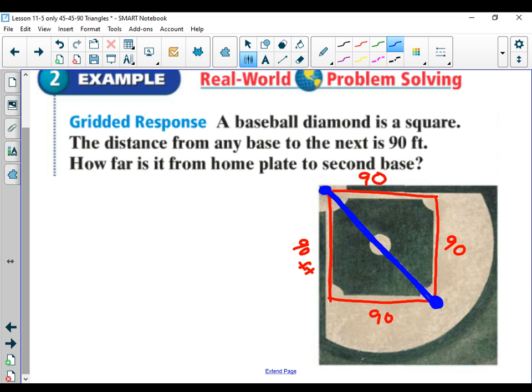We just made a hypotenuse. 90 times the square root of 2.